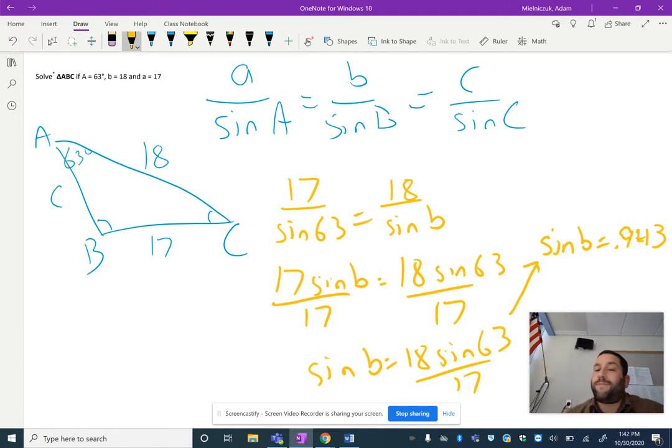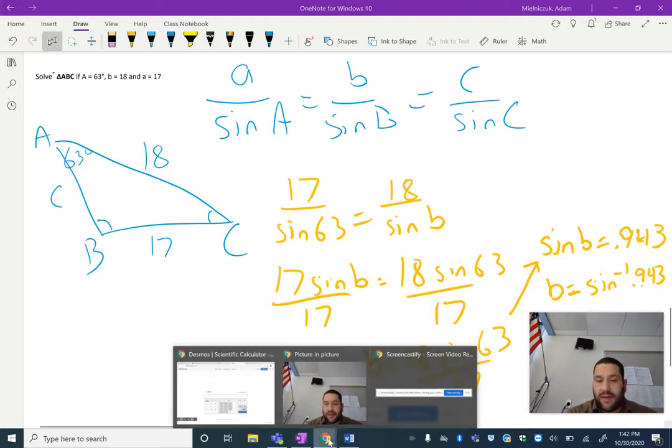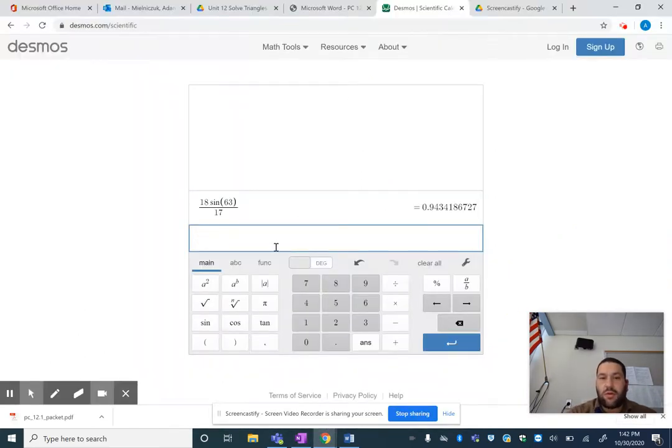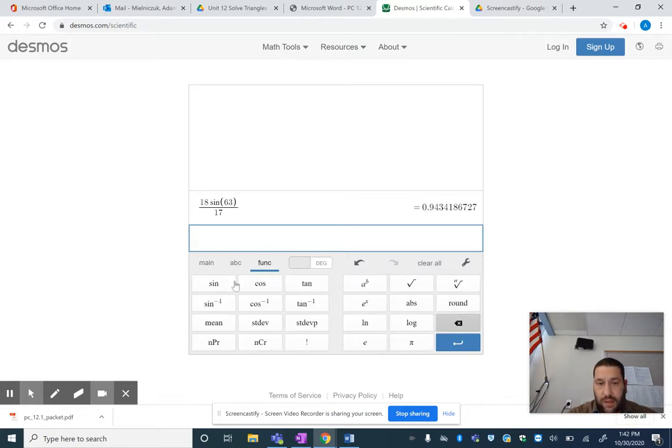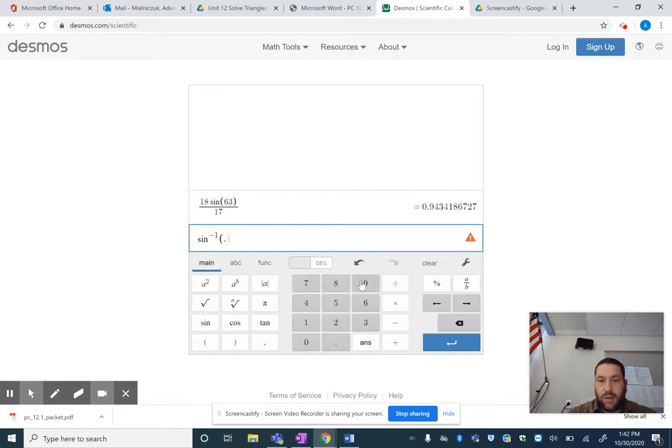So to get B, you have to take the inverse sine of both sides. So B will equal the inverse sine of 0.943. So how do we get that? We go back to Desmos. Look at, you have main, ABC, and function. We're going to go to function. We're going to hit the inverse sine, and we're going to put in, so now we go back to main, 0.943.